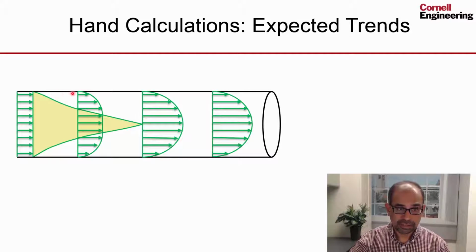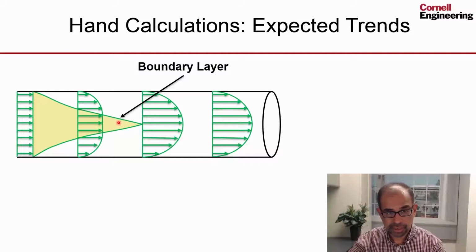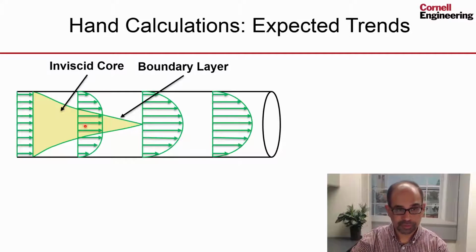And because of that, the flow near the wall gets decelerated by viscous friction or viscous shear. And the region that gets affected by viscosity increases as you move downstream. And the region that is affected by viscosity is called the boundary layer. And this shows the edge. This is like a sketch of the edge of the boundary layer. And outside of the boundary layer, the flow has not yet been affected by viscosity, so you have an inviscid core.